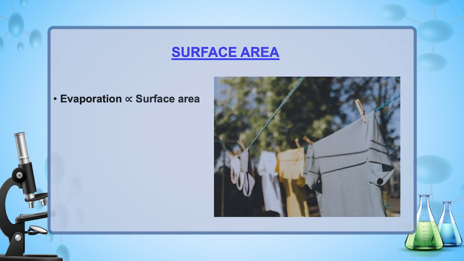Evaporation is directly proportional to surface area. We know that evaporation is a surface phenomena. If the surface area is increased, the rate of evaporation increases. For example, while putting clothes for drying up, we spread them out, which increases the surface area and hence the clothes dry faster.